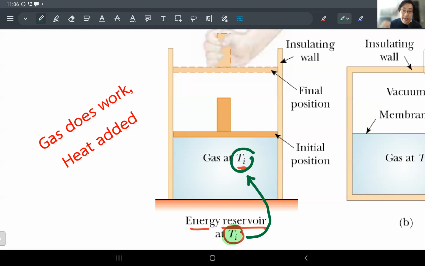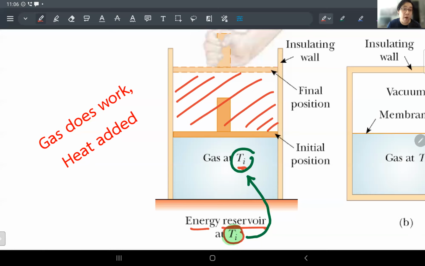Now, let's say the gas expands. So you start from here and then the gas pushes up. The gas fills up the space that used to be just a vacuum, a blank space before. So the gas expands and everything's moved up here. So the gas does work. With me? The work done by the gas is positive. Gas does work. Do you think what will happen to the gas? That's the question.